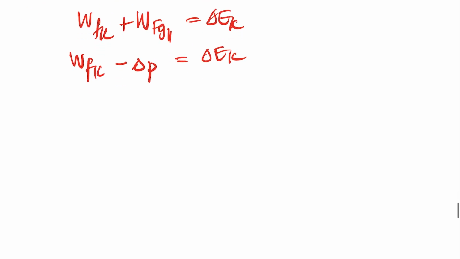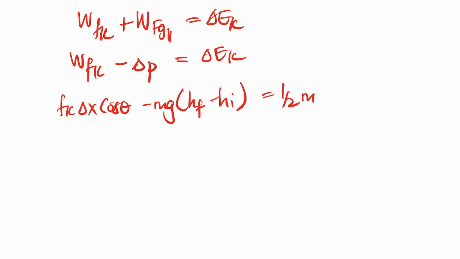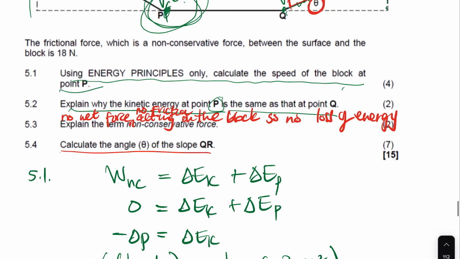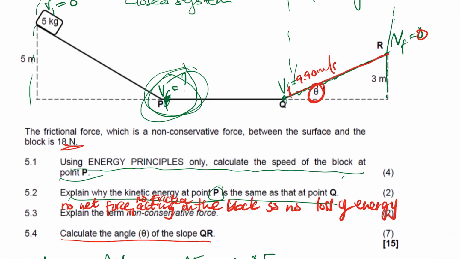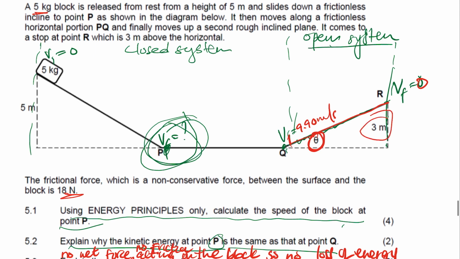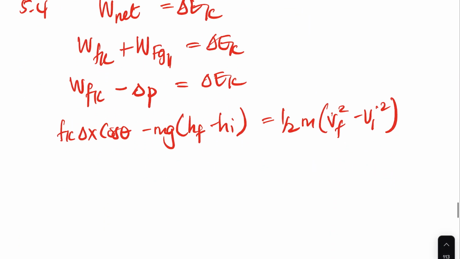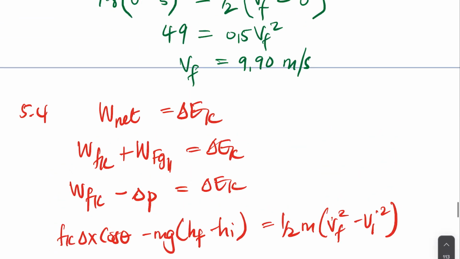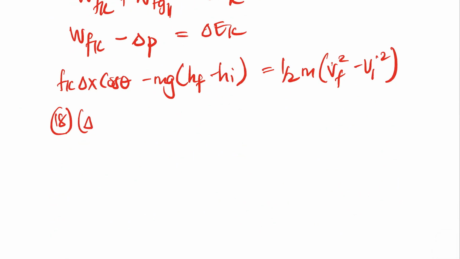Check my other videos. And then we will say here Fk, change in x cos theta, minus mgh final minus mgh initial is equal to half mv final square minus initial square. So the frictional force we are given here is 18, the mass of the object is 5, and the height is 3. The displacement we do not have there. We'll just put dx. We'll have to first find the displacement.